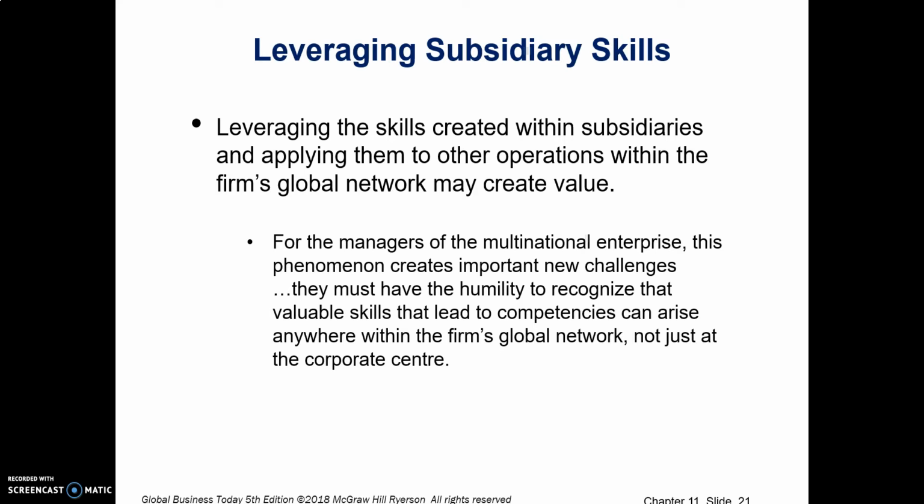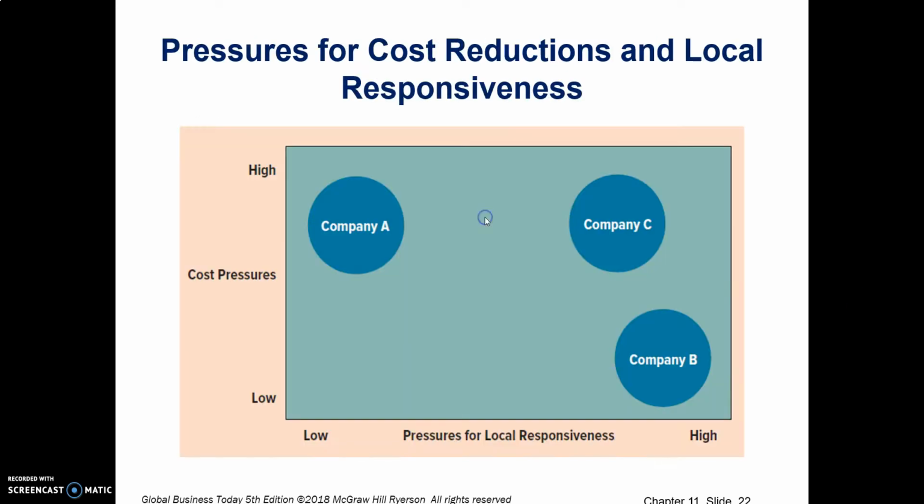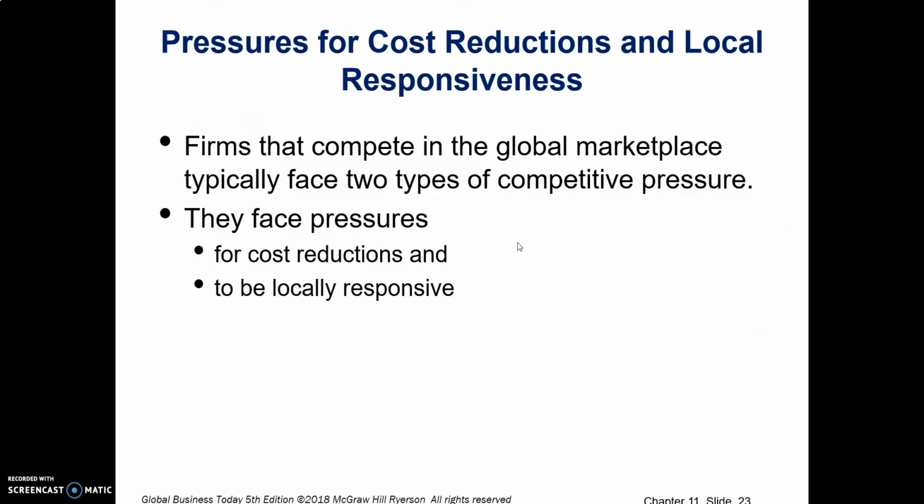So we're going to go into a significant part of this chapter: the pressures for cost reductions. Remember we talked about those two strategies earlier on, differentiation and cost. So there's two significant pressures that firms realize, especially in the international marketplace: the pressure to reduce costs, to keep costs low, and the pressure to be locally responsive. So of course, it's hard to have both.